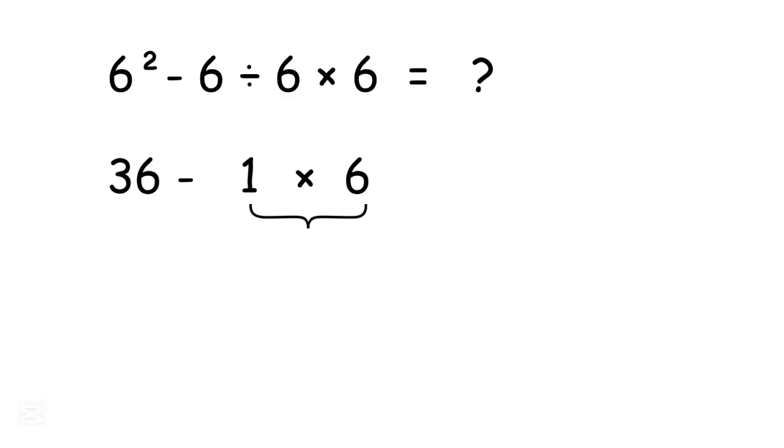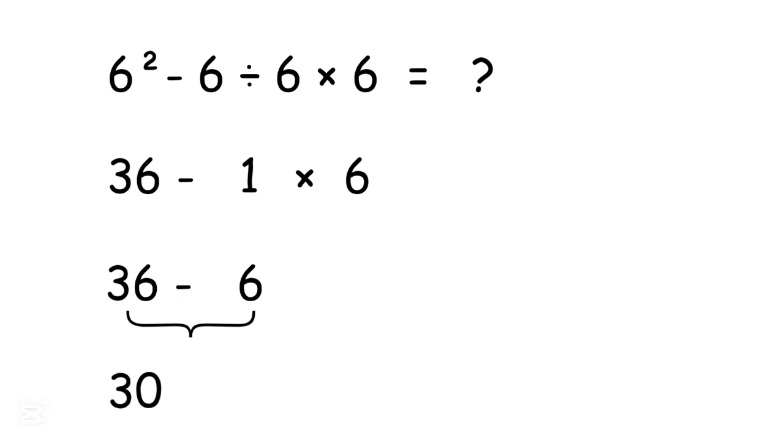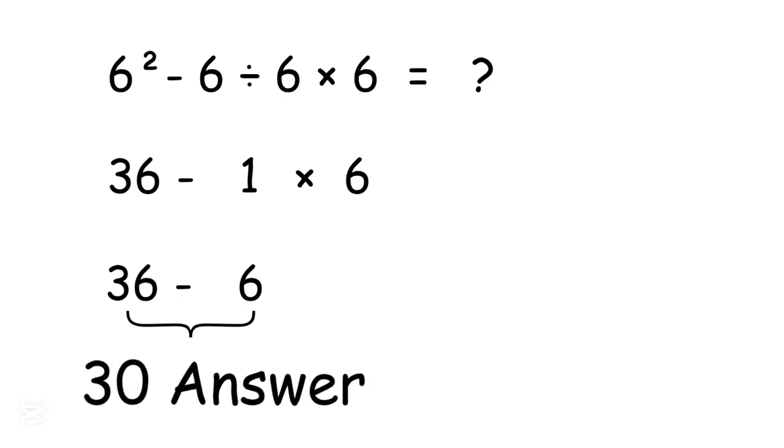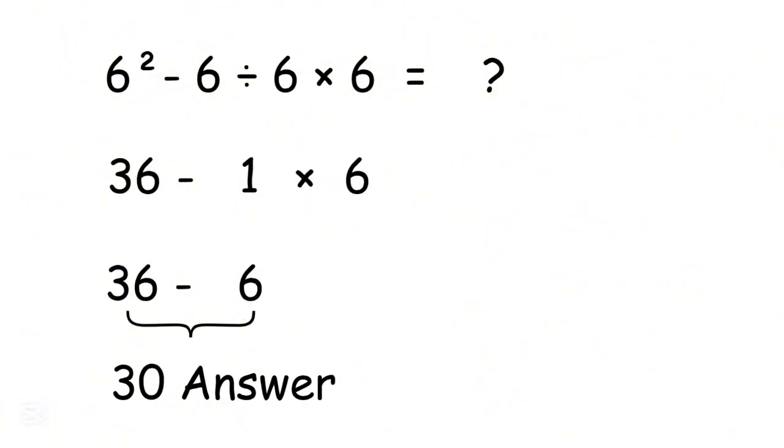Okay, 6 times 1 equals 6, and write this 36 with this negative sign as it is. 36 minus 6, in next step, 36 minus 6 gives us 30, and it's our answer. So the correct answer for today's problem, 6 squared minus 6 divided by 6 times 6, is 30.